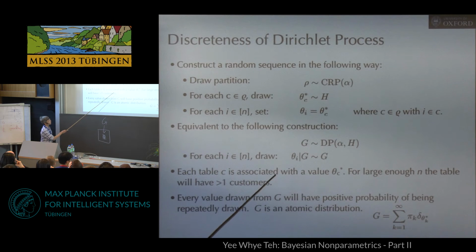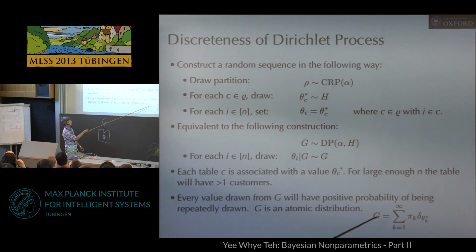Because every theta I in our Chinese restaurant belongs to some table, there's always a positive probability that future customers sit at the same table and take on exactly the same value of theta I. What that means is that every draw from G will have a positive probability of being repeatedly drawn in the future. What that implies is that G is simply an atomic distribution.